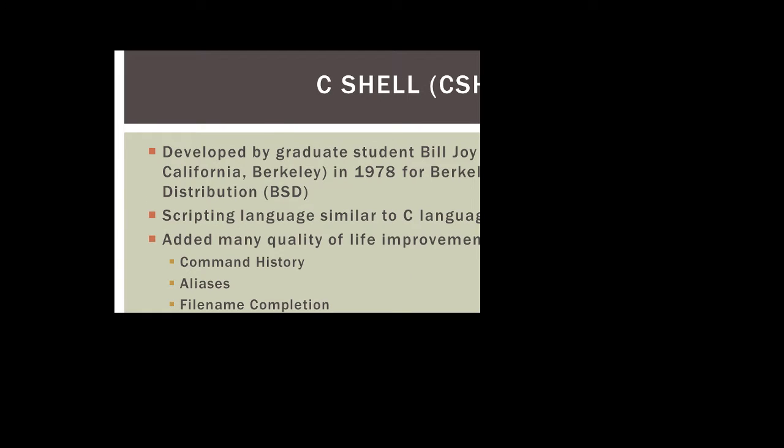The C shell was developed in tandem by Bill Joy, who was a graduate student at the University of California in Berkeley, in 1978 for the Berkeley Software Distribution. It was a scripting language similar to C, so most veteran programmers were already familiar with it. It added many quality of life improvements over Bourne's: command history, aliases, file name completion, and others.